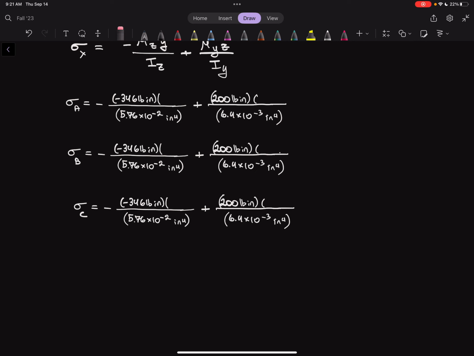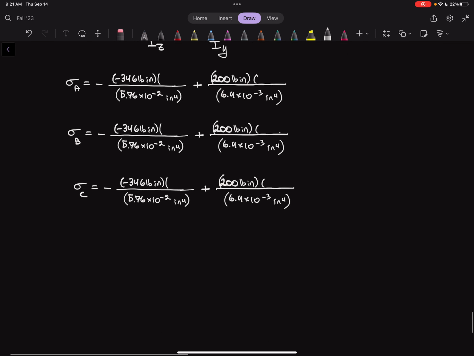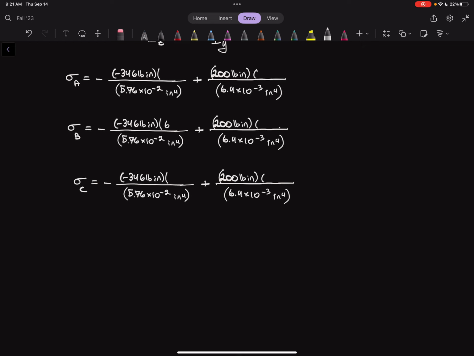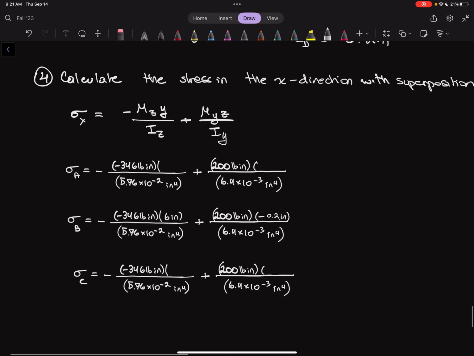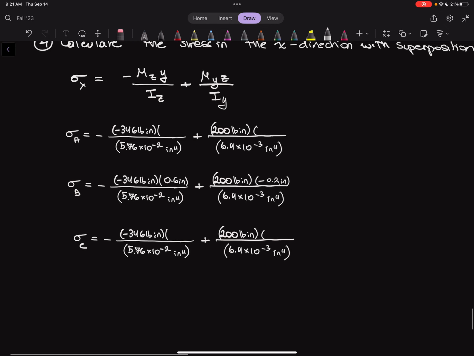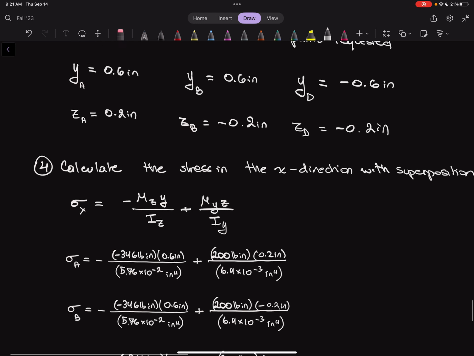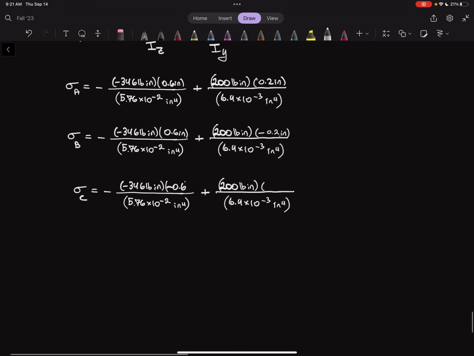And so what are we going to have? Well, for point B, we're going to have 0.6 inches and negative 0.2 inches. And I think I meant 0.6 inches. And at the top, I did not mean to erase these, and 0.2 inches. And then the last one is negative 0.6 and negative 0.2 inches. All right, so we have 1, we have 2, we have 3.